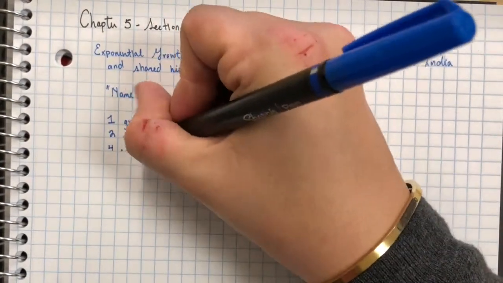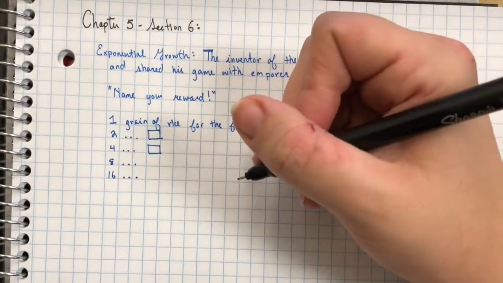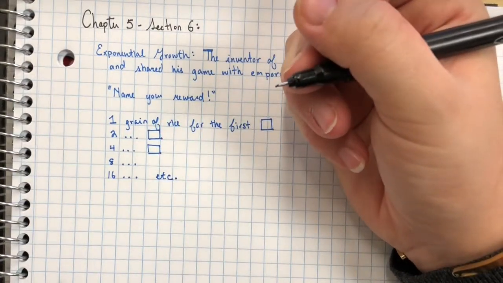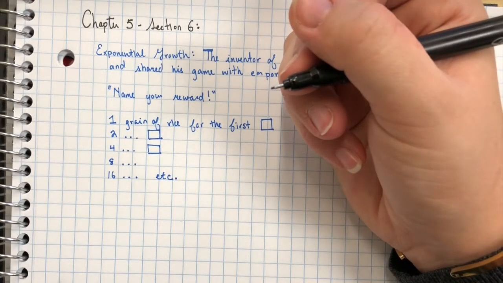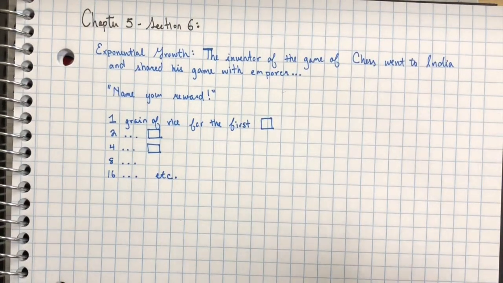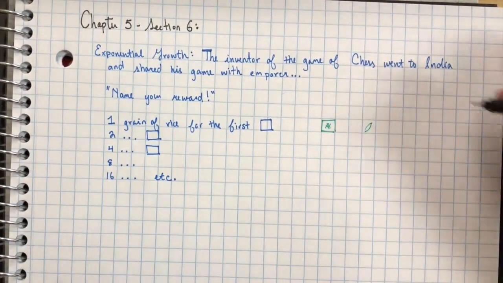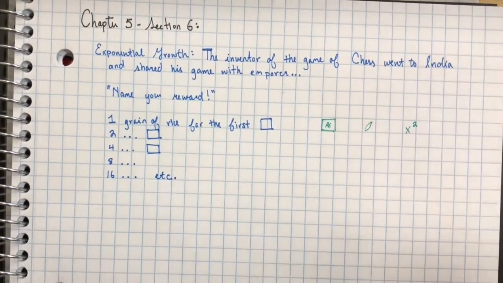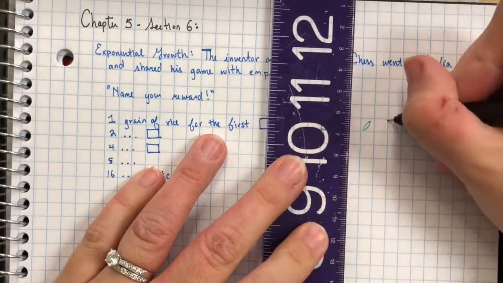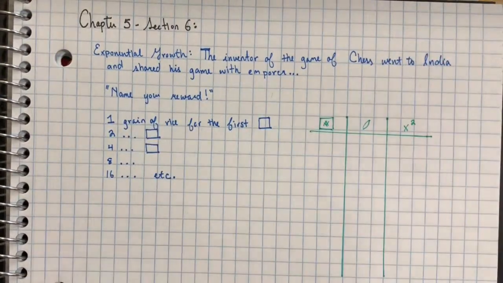And the inventor says, for the first box on his chessboard, he wants 1 grain of rice. On the second box, he wants 2 grains of rice. On the third box, he wants 4 grains of rice. On the fifth box, he wants 8. On the sixth box, he wants 16, and so on and so forth. So he describes what he would like as his reward, and basically what we can see as an exponential expression.